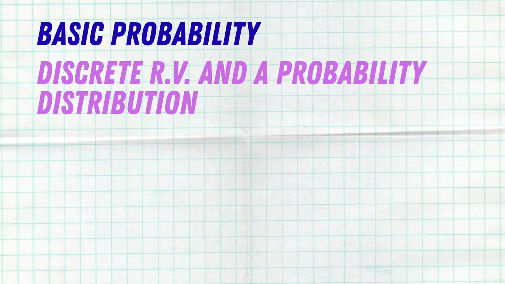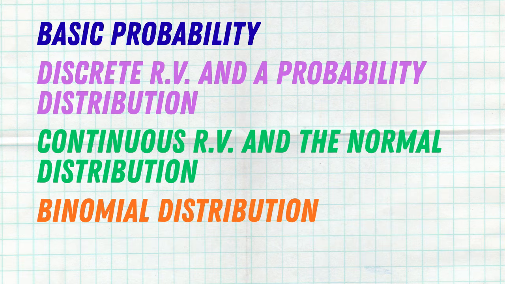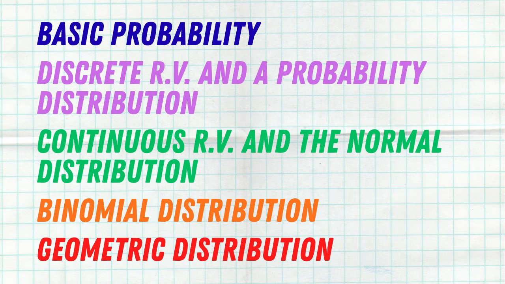Now, these questions cover the big 5 concepts that come out of this unit. There's a question that covers basic probability. There's one that covers a discrete random variable and a probability distribution. One that covers a continuous random variable through the normal distribution. One that covers the binomial distribution, and one that covers the geometric distribution. If you can master these 5 topics, then you're going to do really, really well on your unit tests as well as the AP exam.